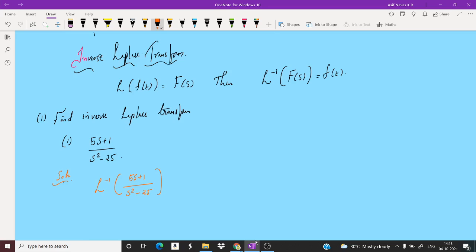So by looking at it, we want to convert it into the form of some known Laplace transform. Here 25 is actually 5 square. Because of the linearity, I can write it as 5 times L inverse of s divided by (s square minus 5 square) plus L inverse of 1 by (s square minus 5 square).